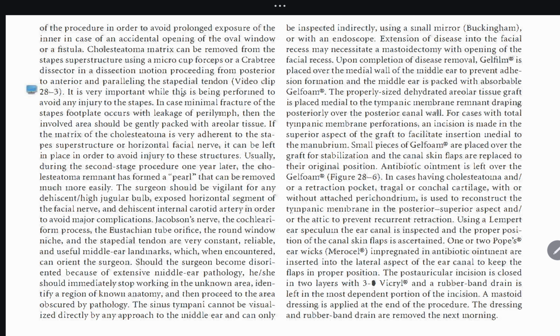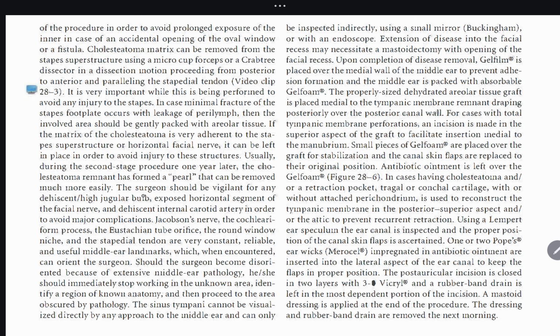It is very important while this is being performed to avoid any injury to the stapes. In case minimal fracture of the stapes footplate occurs with leakage of perilymph, then the involved area should be gently packed with areolar tissue. If the matrix of the cholesteatoma is very adherent to the stapes superstructure or horizontal facial nerve, it can be left in place in order to avoid injury to these structures.